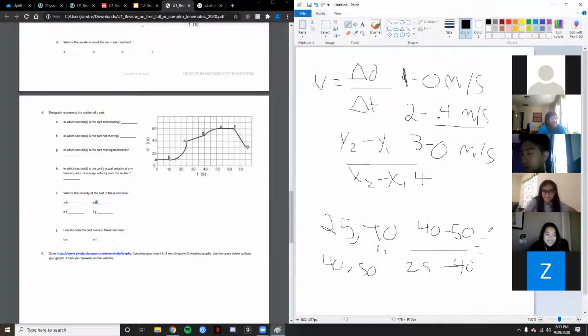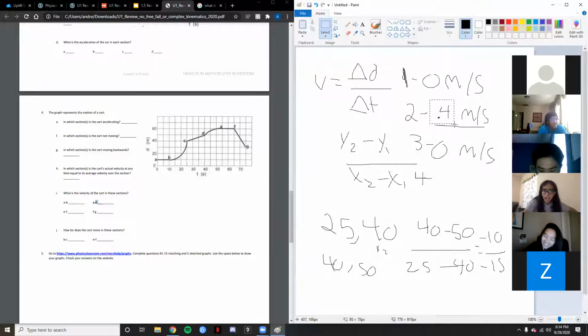Not 25 minus 50, it's over 25 minus 40. Negative 15. Look at that, Lois. So negative 10 divided by negative 15. That gives you, thank you, Zach, so much.